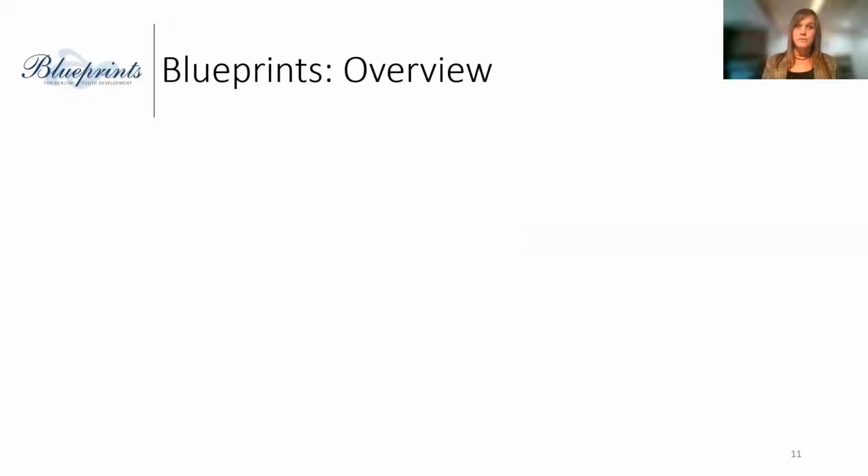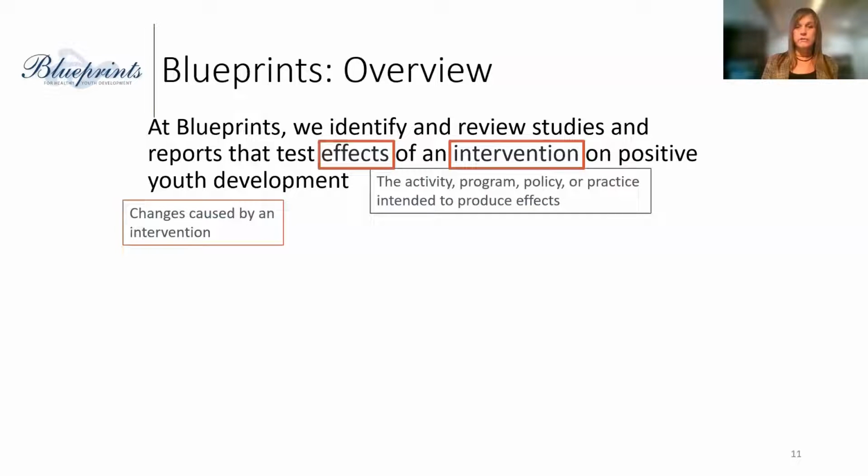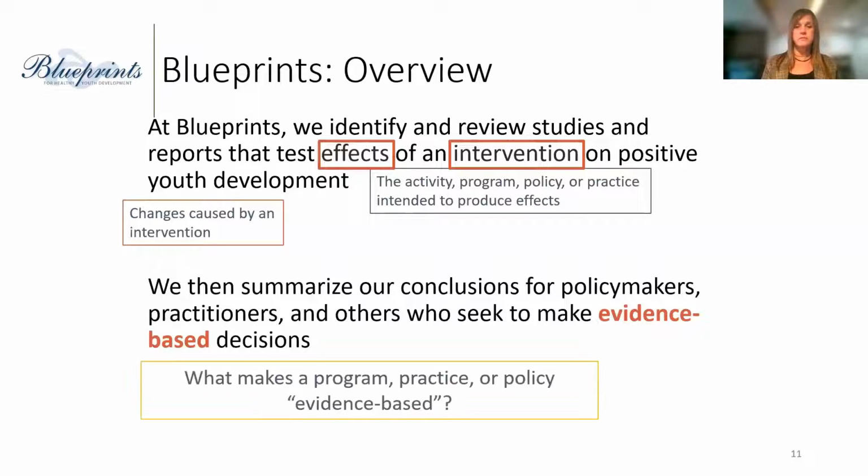So what do we do at Blueprints? Briefly, an overview of our work. At Blueprints, we identify and review studies and reports that test effects, and by that I mean changes caused by an intervention, of a program or intervention, and by that I mean the activity, policy, or practice intended to produce effects on positive youth development. We then summarize our conclusions for policymakers, practitioners, and others who seek to make evidence-based decisions.